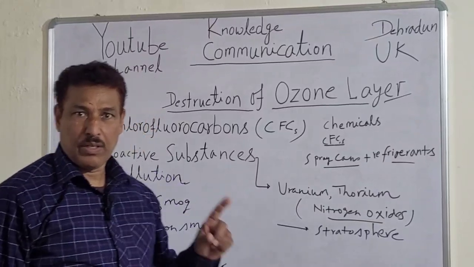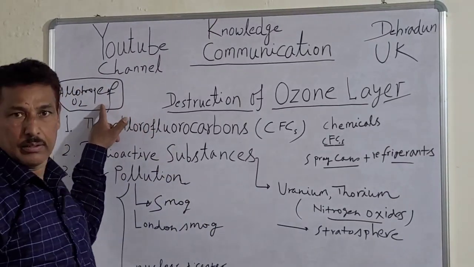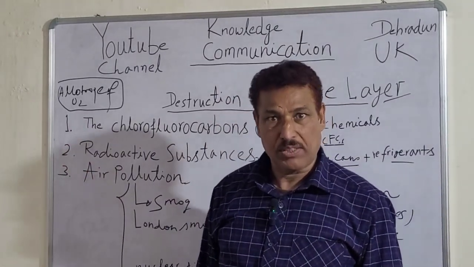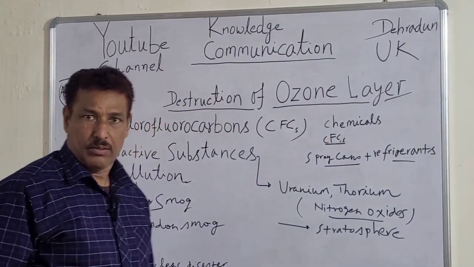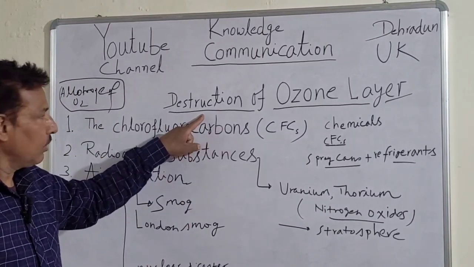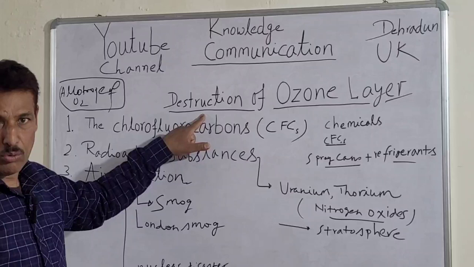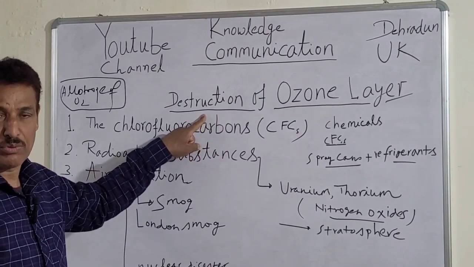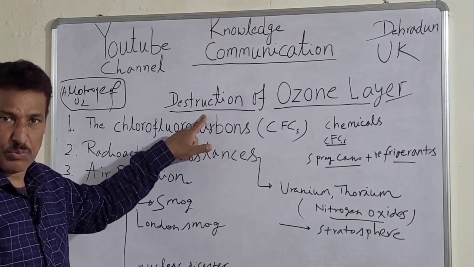Friends, yesterday we discussed the ozone layer. Ozone, that is the allotrope of oxygen. Today, as of now, I am taking up the destruction of ozone. What are the main causes of destruction of the ozone layer in our atmosphere?